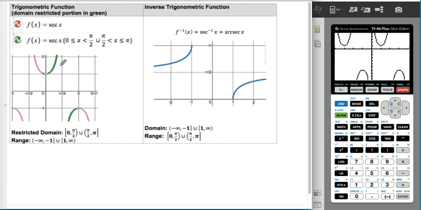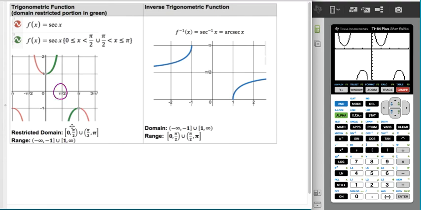So secant and cosecant, the trick is I can't just take the top u because that would fail the horizontal line test, and I can't take the whole bottom u because that would fail the horizontal line test. So what we end up doing is we end up taking the interval again from 0 to pi, which you've seen before, but skipping the vertical asymptote. So see how there's a vertical asymptote at pi over 2.